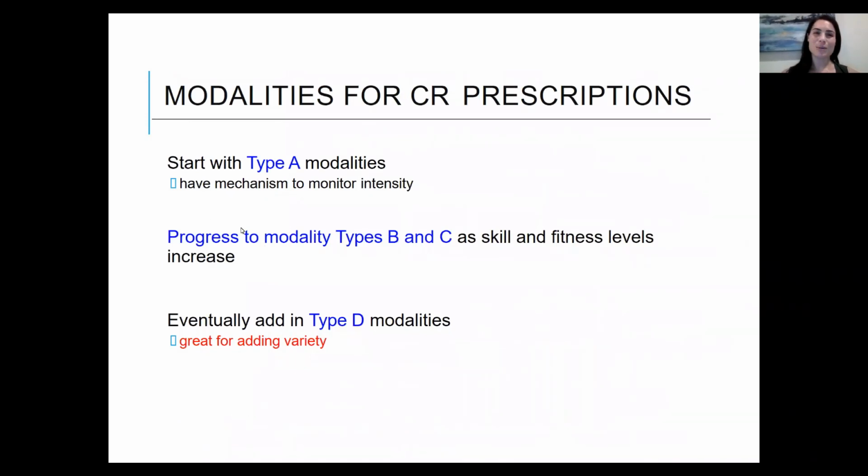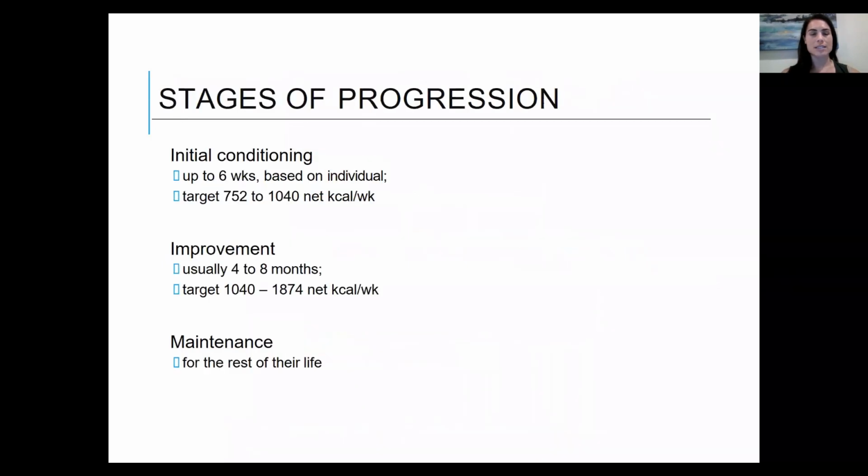Always a good idea then to start with type A, especially if you're starting with a beginner client. Progress to type B and C, and then potentially if the client wants to, they can move to type D. But not every person wants to do those recreational type sports and movement patterns. So that really depends on your clients.